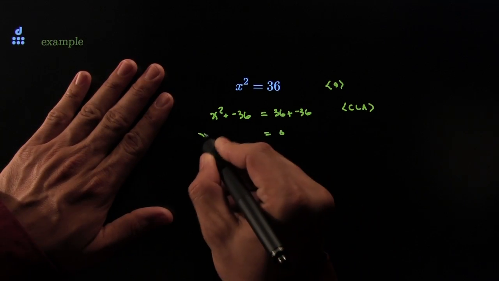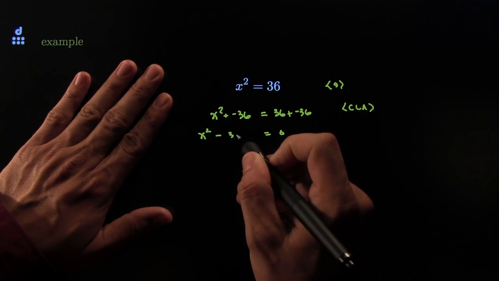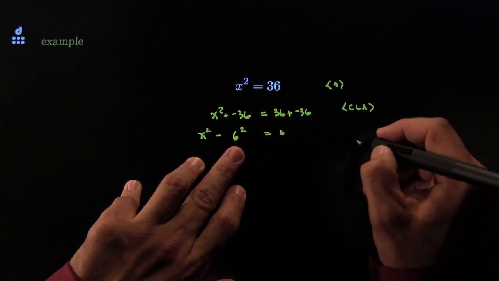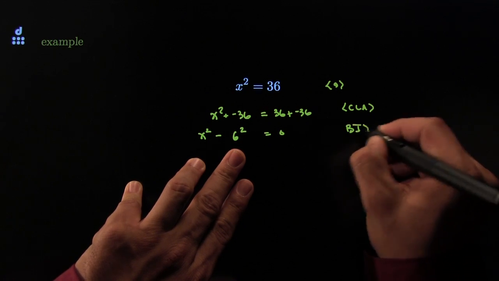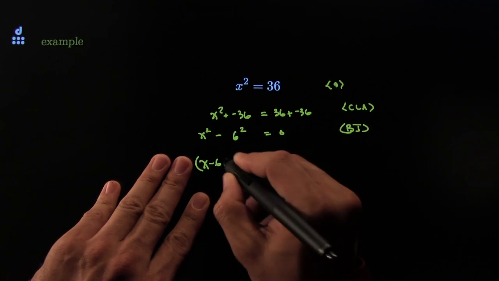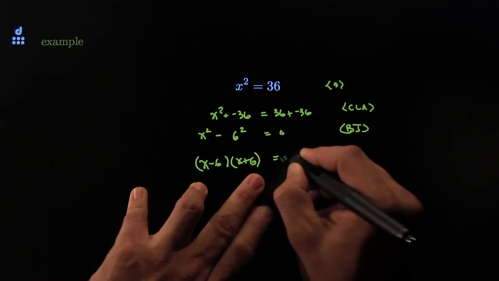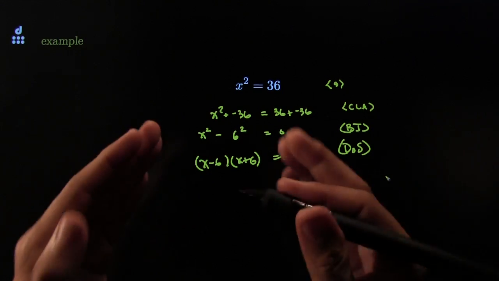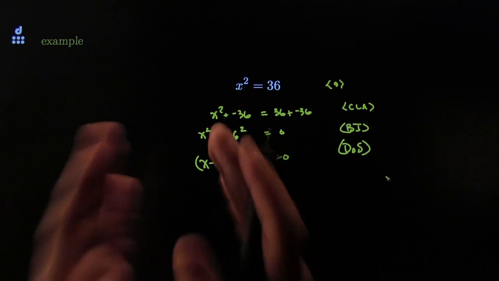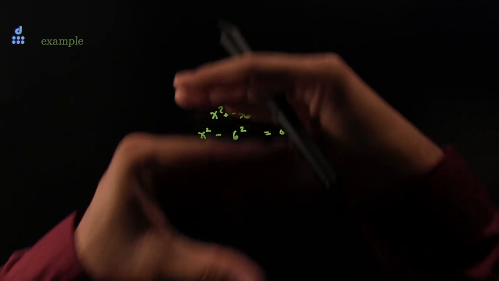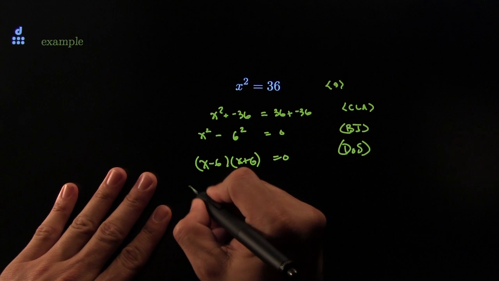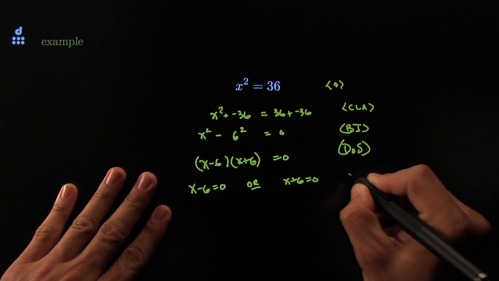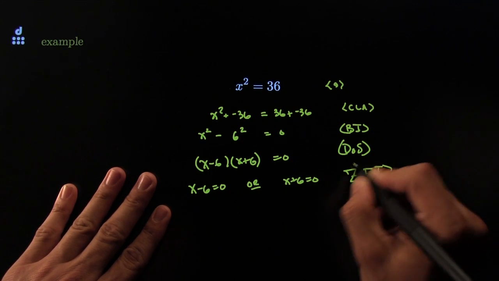This gets killed and I have x squared minus, I'm going to call this 6 squared because I can see it's a perfect square. 6 times 6 is 36. And then I have that x minus 6 times x plus 6, of course, is equal to 0 by difference of squares. Now I have something times something is equal to 0. Every time you have something times something is equal to 0, what time is it? Zero product time. That means that either x minus 6 is equal to 0 or x plus 6 is equal to 0. Zero product theorem.